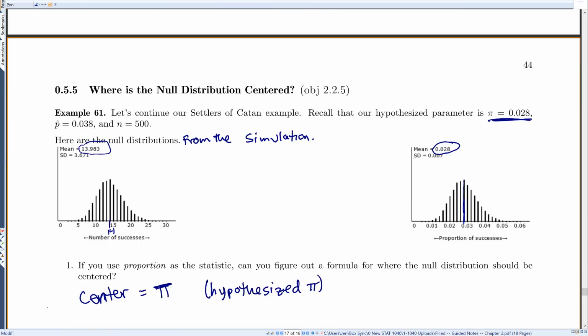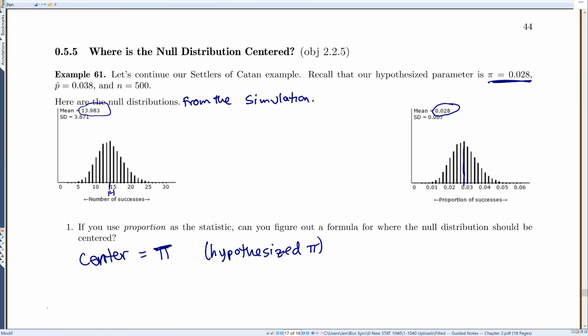So where is the null distribution centered? Let's continue our Settlers of Catan example. Remember, pi is 0.028, p hat is 0.03, and n equals 500. Here are the null distributions from the simulation. And we want to look at where they're actually centered. If we're using proportion, let's do that one first. At the proportion, where is it centered? It's centered at a mean of 0.028.